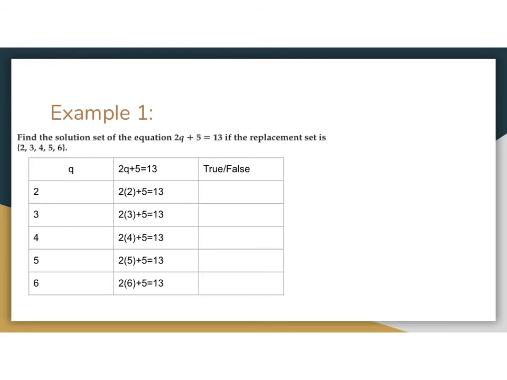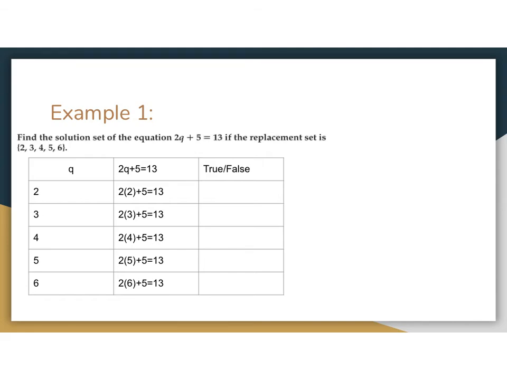Here we have an example. So we are going to find the solution set of the equation 2p plus 5 equals 13 if the replacement set is 2, 3, 4, 5, and 6. So I've filled this out. I'd like you to fill out a table like this in your notes.